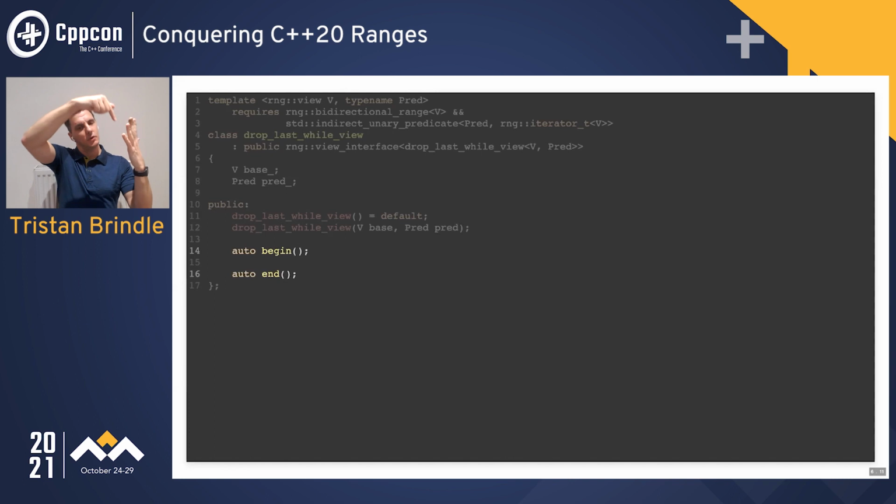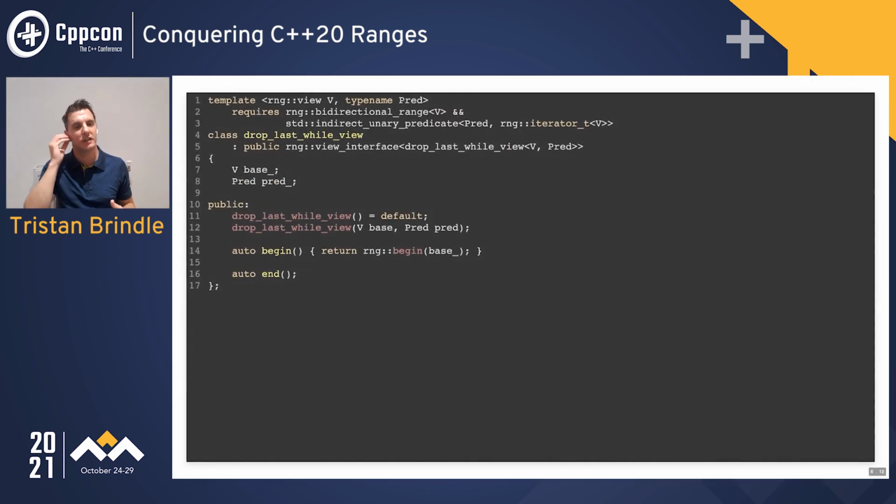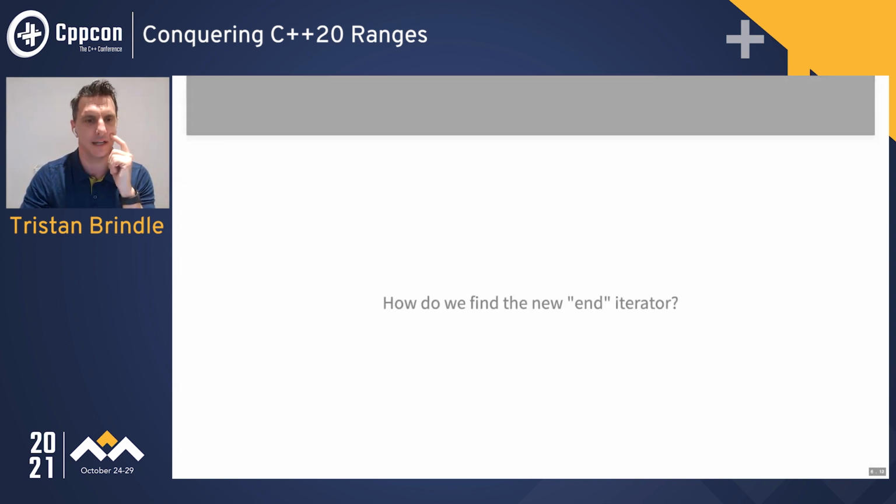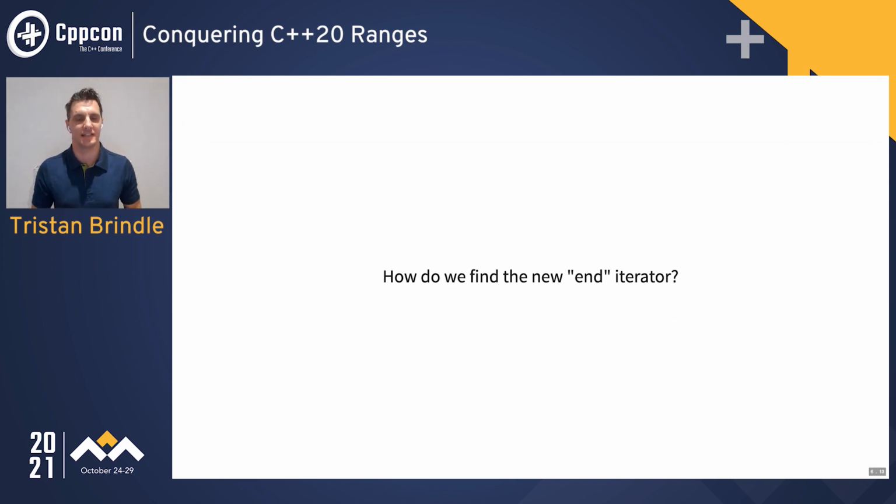Well, what we want to do is adjust this adapter. We want to adjust the back of the underlying range to act as if we are removing some elements from the back of the range. The front of the range, however, we're leaving unchanged. That's the job of drop while view. That's the thing that drops from the front. So in fact, for our begin operation, all we're going to do is just forward our underlying view's begin operation. For end, however, we have to think a little bit more. How do we find the new end iterator?